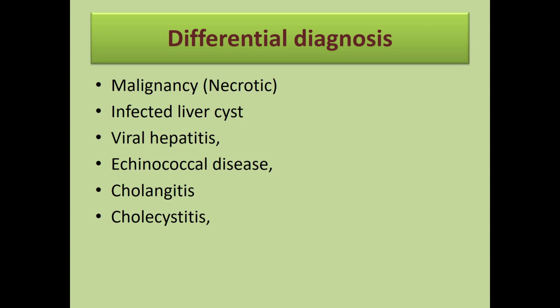For the differential diagnosis of liver abscess, an amoebic abscess must be differentiated from the pyogenic one, and the pyogenic one must always be differentiated from the amoebic one. Apart from that, sometimes malignancy, in an atypical presentation, because of the necrotic material, may also resemble a liver abscess. A liver cyst, if it gets infected, may also resemble a liver abscess. Viral hepatitis, echinococcal disease, cholangitis, cholecystitis, they all may resemble liver abscess, and we must exclude these diagnoses.